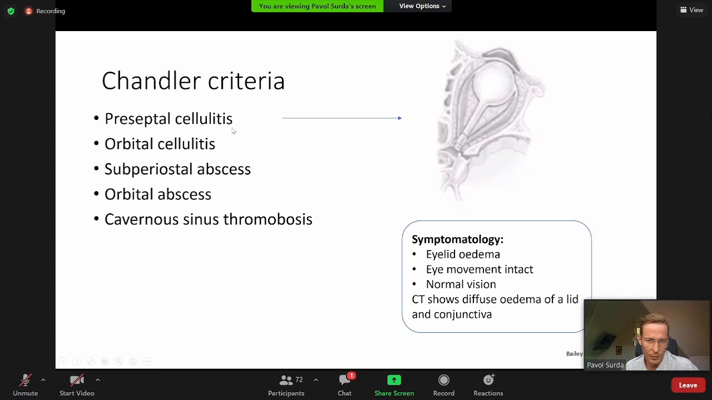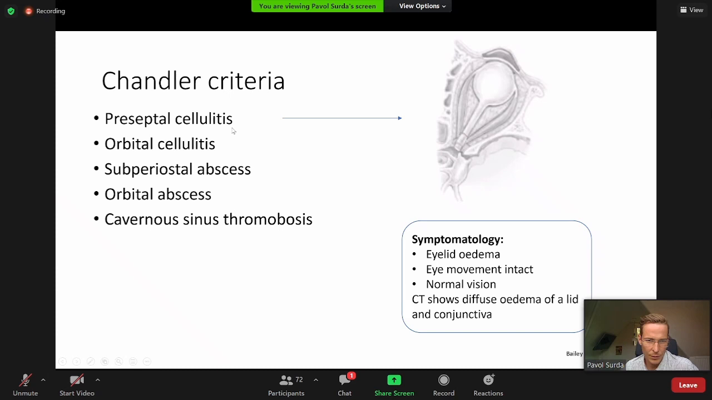complication. It's an infection of the part which is anterior to the septum, which is standing in between the soft tissues of the face and the intra-orbital components. And we would then see the eyelid edema, but eye movements intact. There will be normal vision, and CT scan will show diffuse edema of the eyelid and conjunctiva. So the lid and conjunctiva is affected, intra-orbital components are not.